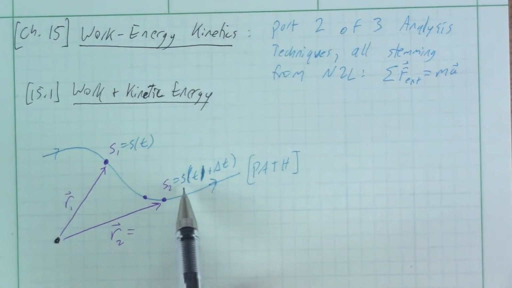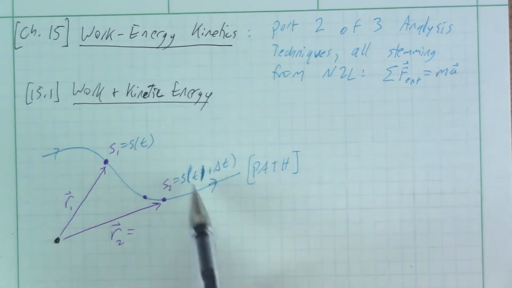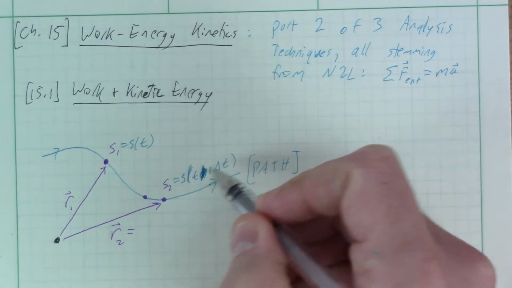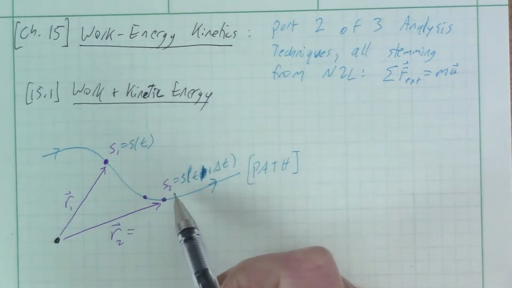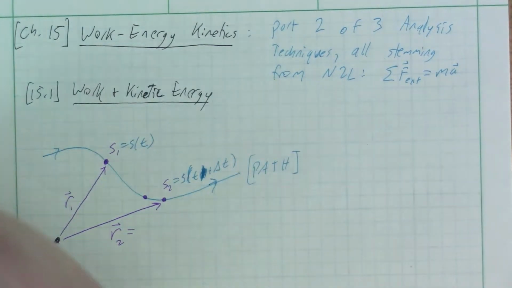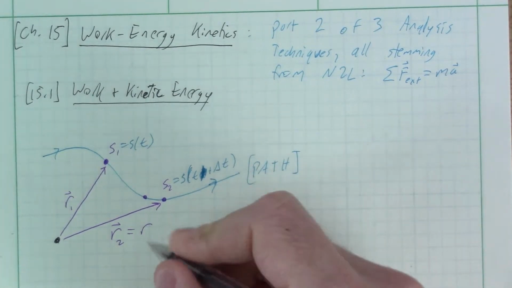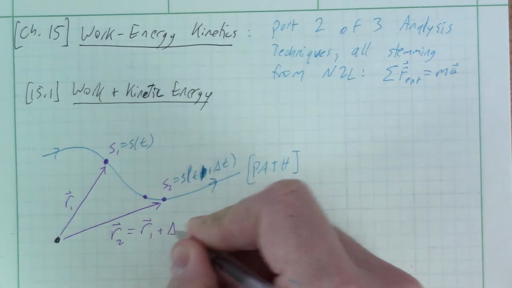Okay, so you see I don't subscript this with anything. This is really the S coordinate at a particular time, and then a delta t time later, t plus delta t, is going to give us the second position, right? So then that means that R2 is going to be R1 plus some change in R.